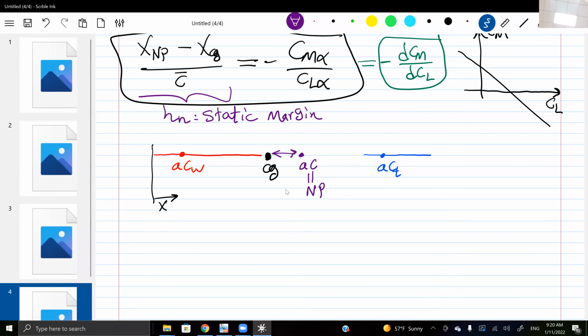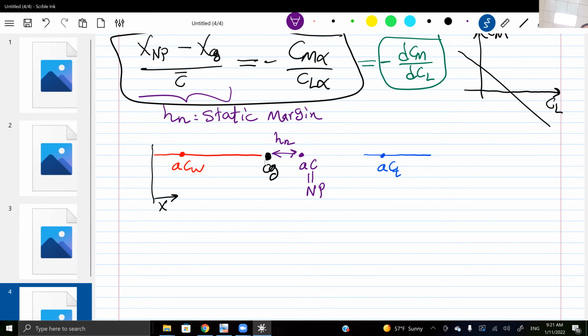This difference is the HN normalized by the chord. It's very important. Why? Because the aerodynamic center is behind the CG. So this is positive, so CM alpha is negative. The airplane is stable. The larger this distance, the more stable the airplane is.